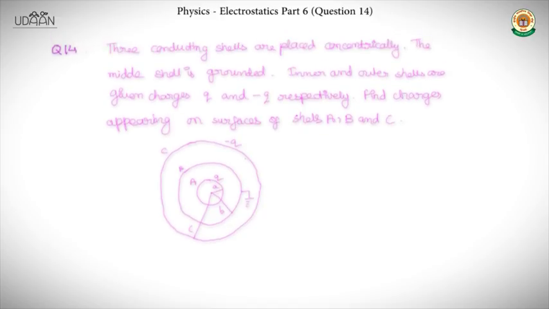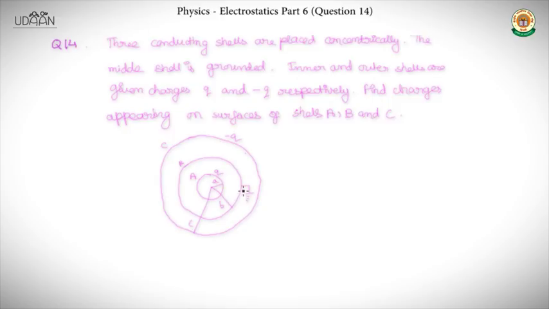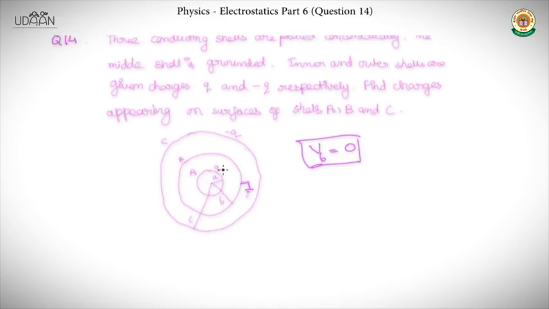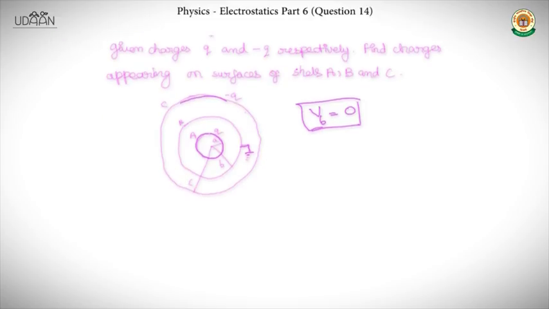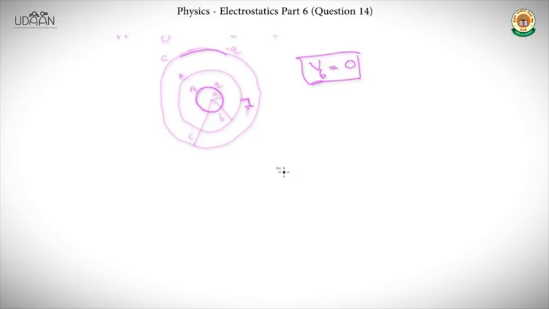Let us establish a few basic things. Since the middle shell is grounded, the potential of the middle shell, say VB, is equal to 0. That is very obvious. And we know that the net charge on shell A is equal to Q, and the net charge on shell C is equal to minus Q. Let us draw another diagram. The charge on the inner side of the A shell will be 0.